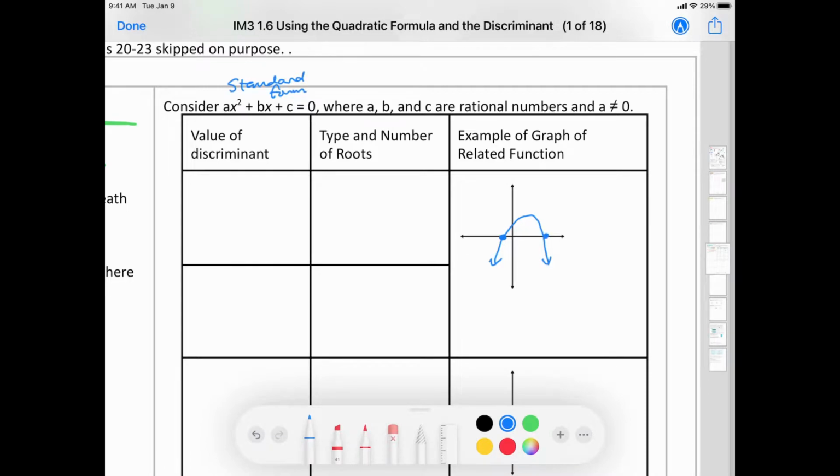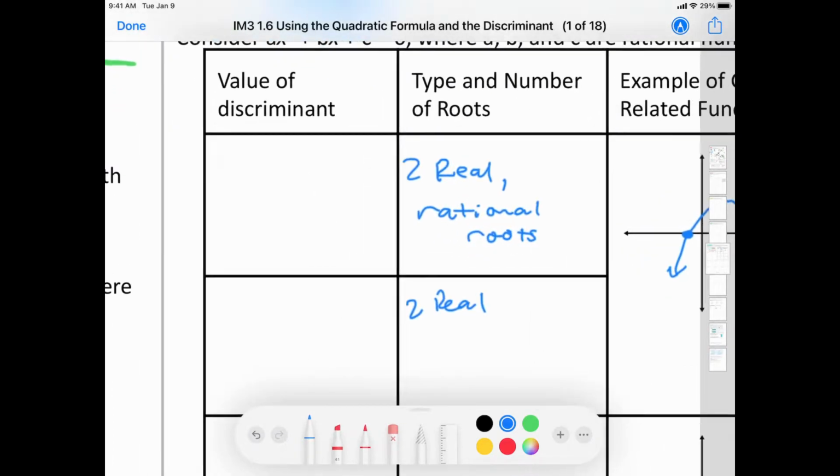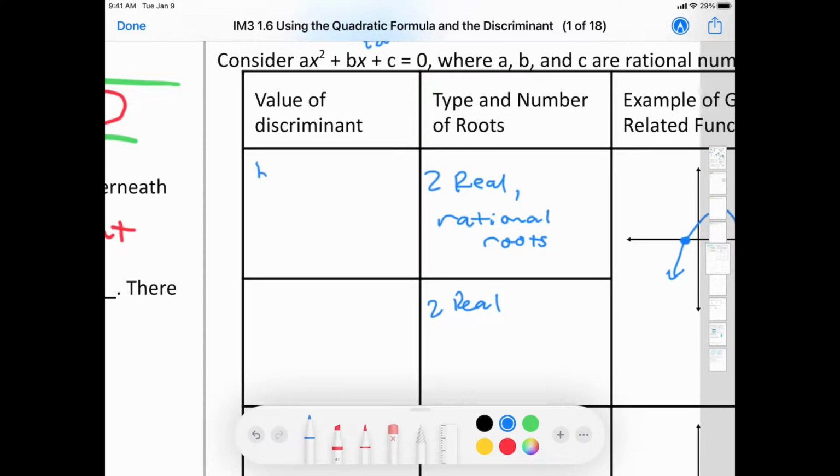Two times. We would call these two reals. Sometimes they are rational roots, meaning they have an ending. And this happens when the discriminant, b squared minus 4ac, is greater than 0 and b squared minus 4ac is a perfect square.